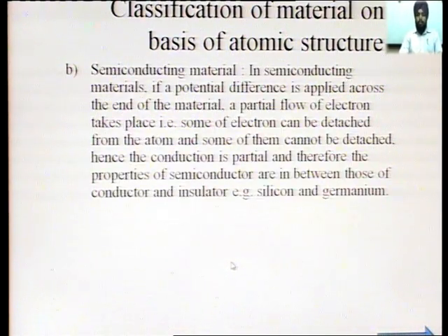Classification of material on the basis of atomic structure. Next is semiconductor material. In semiconductor material, if a potential difference is applied across the ends of the material, a partial flow of electrons takes place, that is, some of the electrons can be detached from the atoms and some of them cannot be detached. Hence the conduction is partial, and therefore the properties of a semiconductor are in between those of a conductor and an insulator.